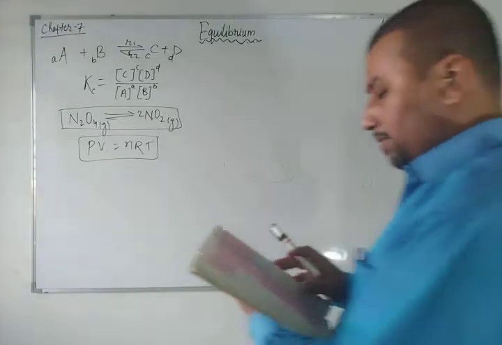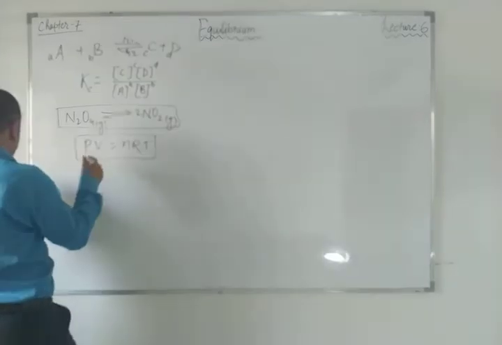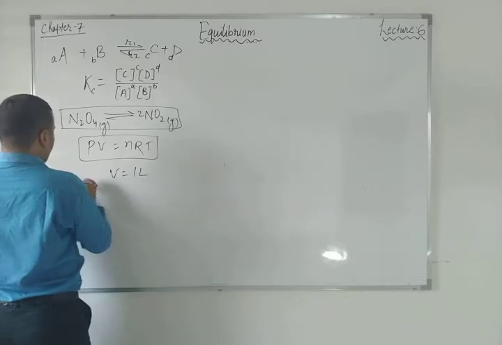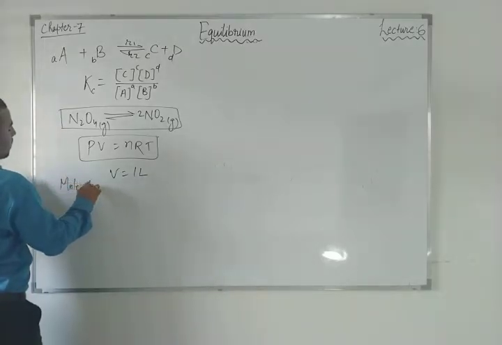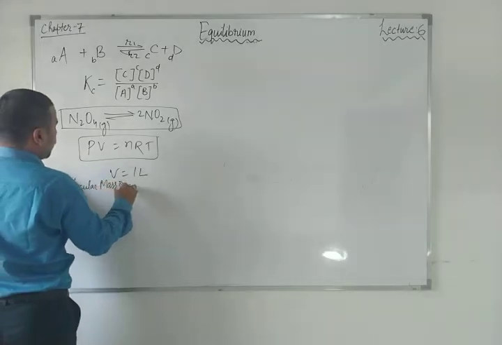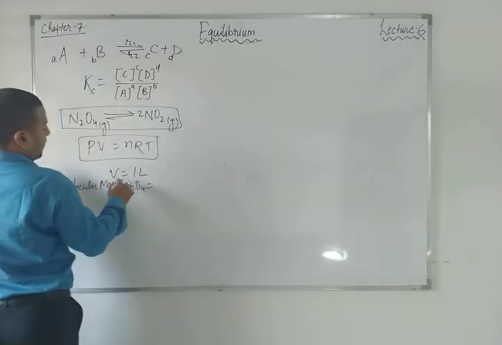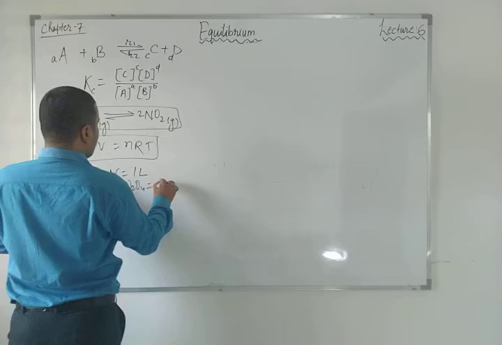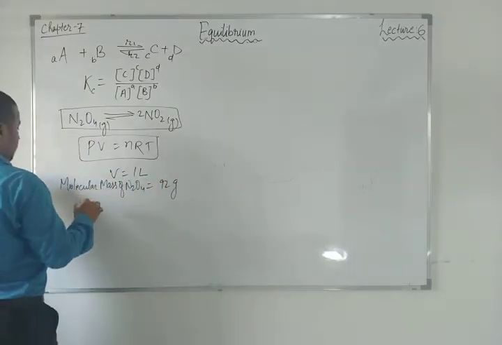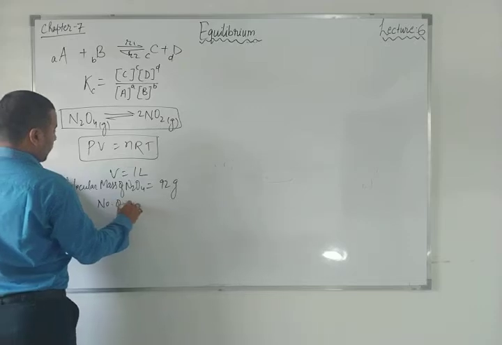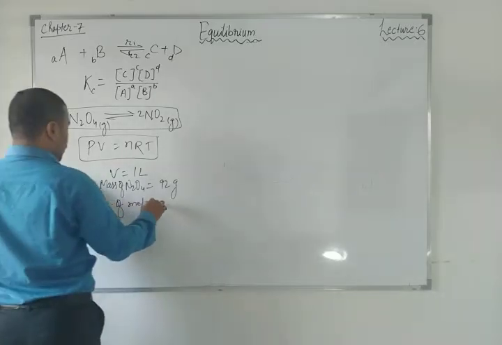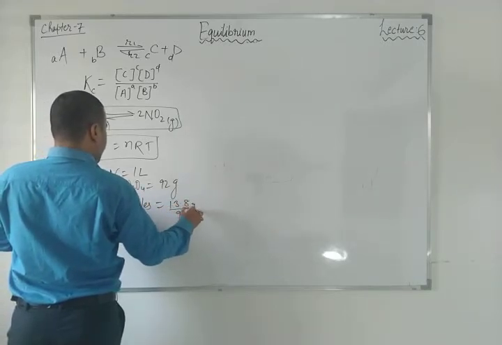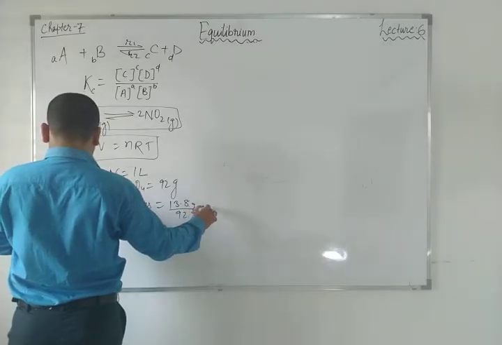So let us write what has been given. You can see in this question, volume is equal to 1 liter. Second is molecular mass of N2O4. Molecular mass of N2O4 is equal to 14 twos are 28 and 16 fours are 64. 64 plus 28 is 92 grams. And number of moles is equal to given mass upon molecular mass. So given mass in this question is 13.8 gram divided by 92 gram. So the answer will be 0.15.